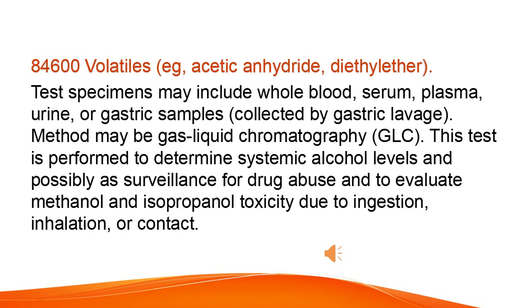Volatiles, e.g., acetic anhydride, diethyl ether. Test specimens may include whole blood, serum, plasma, urine, or gastric samples, collected by gastric lavage. Method may be gas liquid chromatography, GLC. This test is performed to determine systemic alcohol levels and possibly as surveillance for drug abuse and to evaluate methanol and isopropanol toxicity due to ingestion, inhalation, or contact.